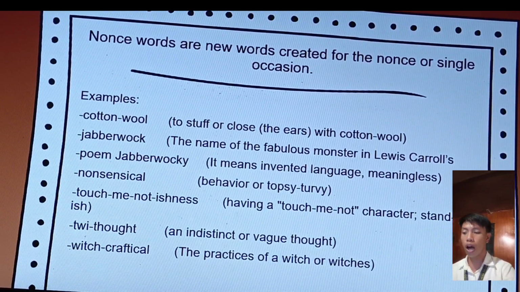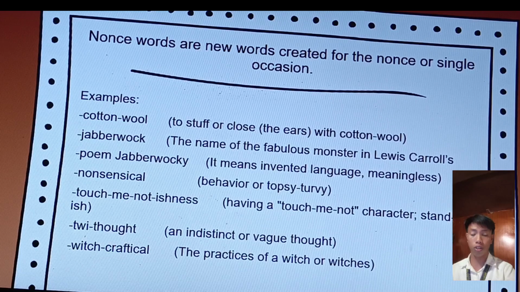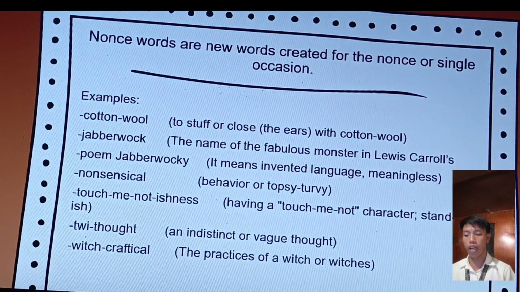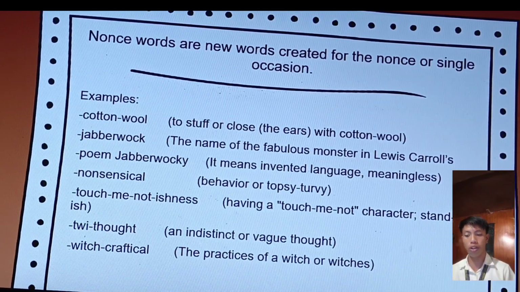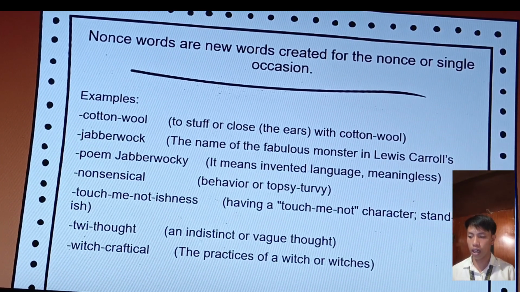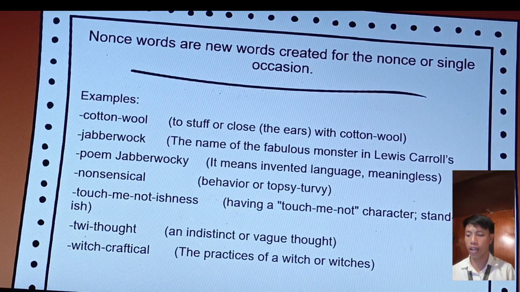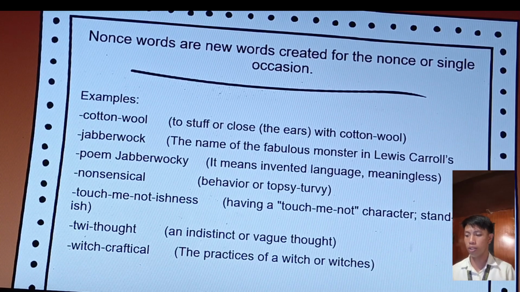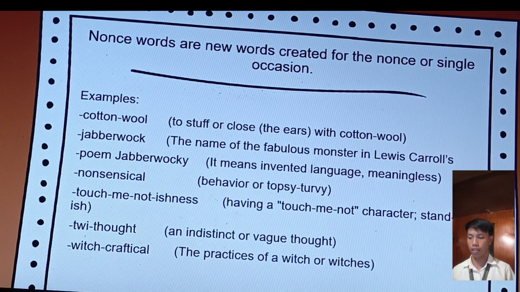Cotton wool, to stuff, close the ears with cotton wool. And Jabberwock, the name of the fabulous monster in Lewis Carroll's poem Jabberwocky. It means invented language, meaningless.